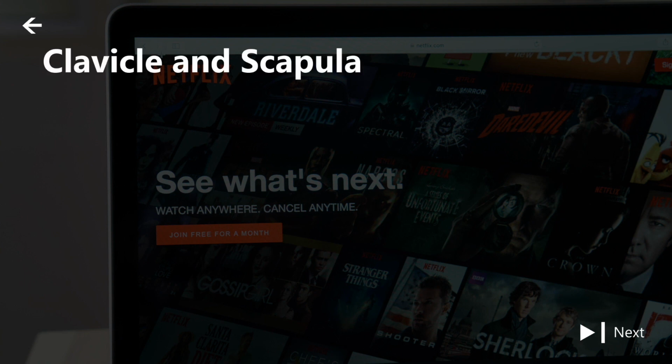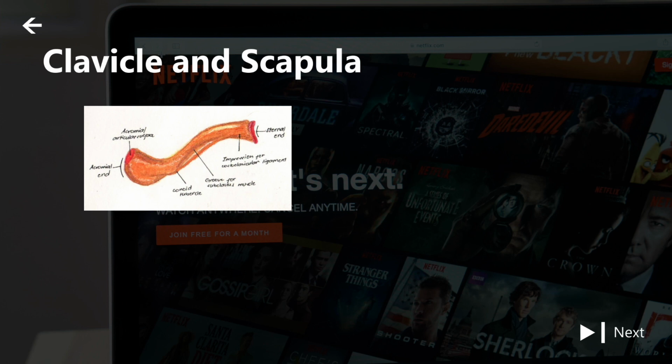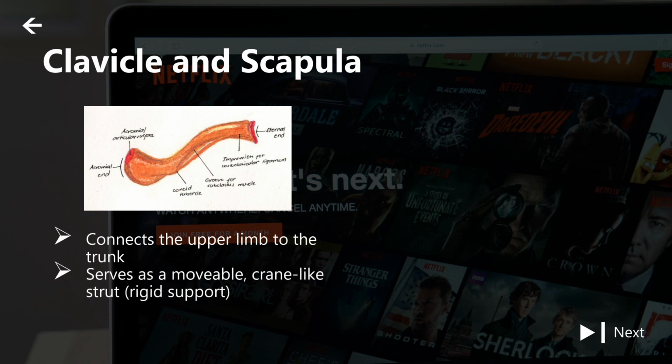The clavicle, right here, the drawing of the clavicle, connects the upper limb to the trunk. It is also called the collarbone. It supports the scapula. It transmits the weight and forces from the upper limb to the body trunk.